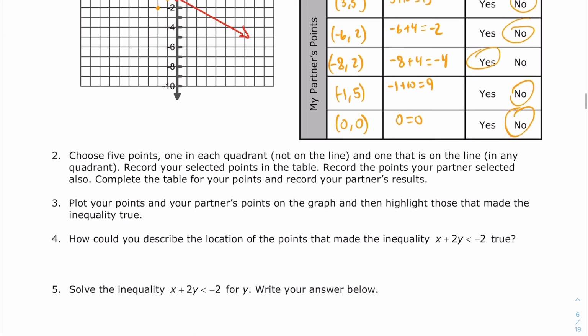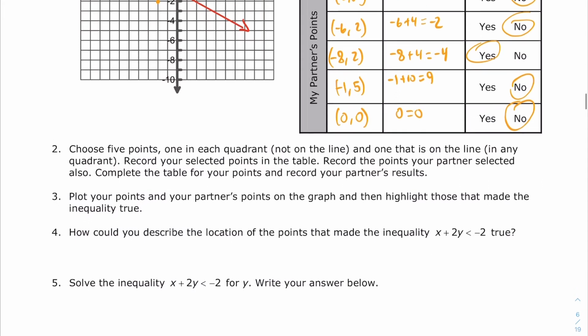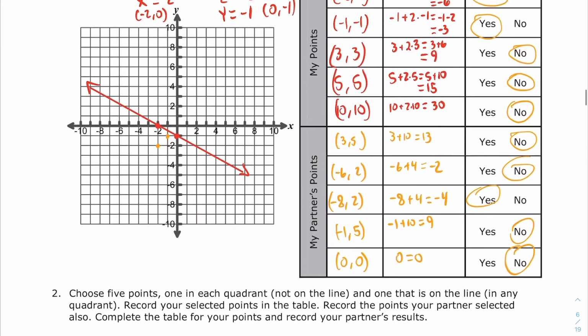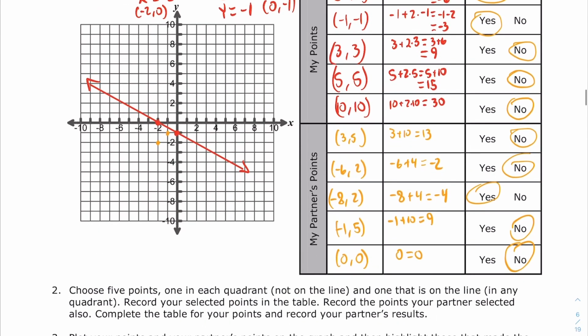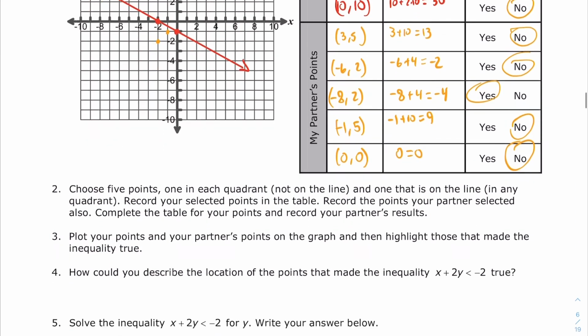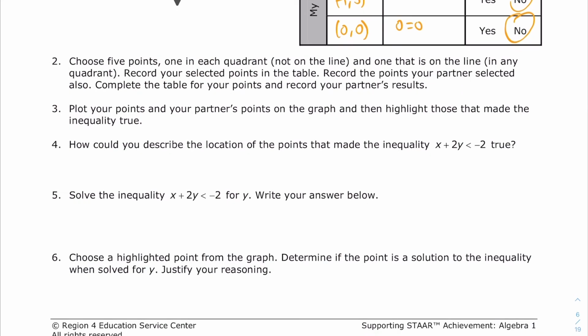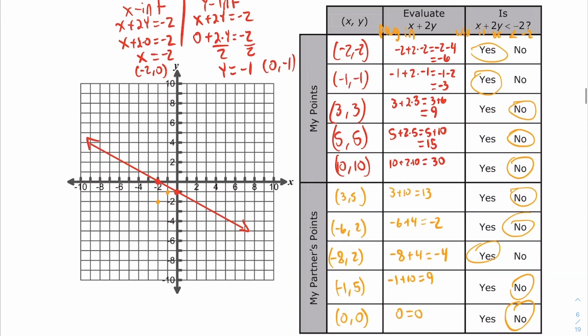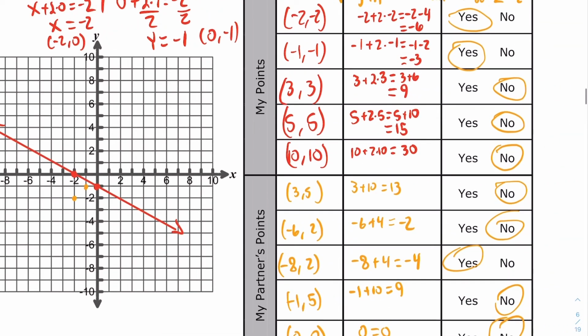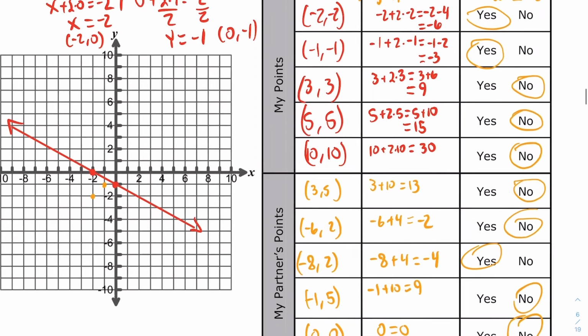It says choose 5 points. Okay, we did that. Plot your points on the graph and highlight those that made the inequality true. Okay, so I guess I'll use orange for the ones that are true, and then I can put a red dot for the ones that are not true. Or I can put a black dot, since that'll blend in. On your own graph paper, do something similar. The ones that got yeses, you can graph them in one color, and the ones that got no's, you can put those points on your graph in a different color.